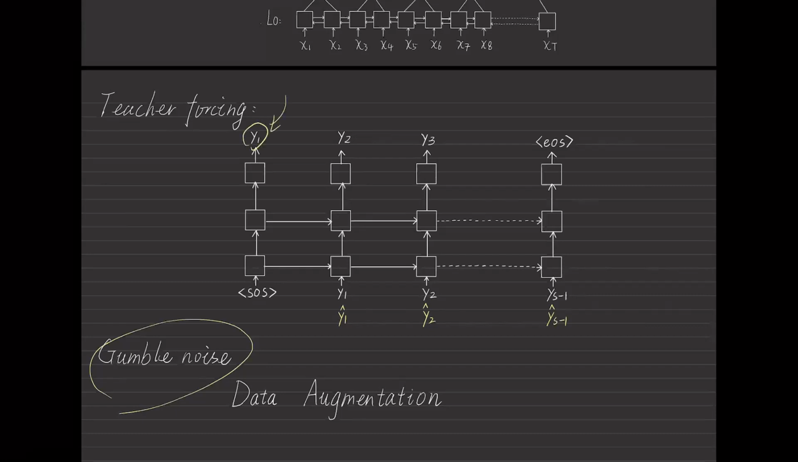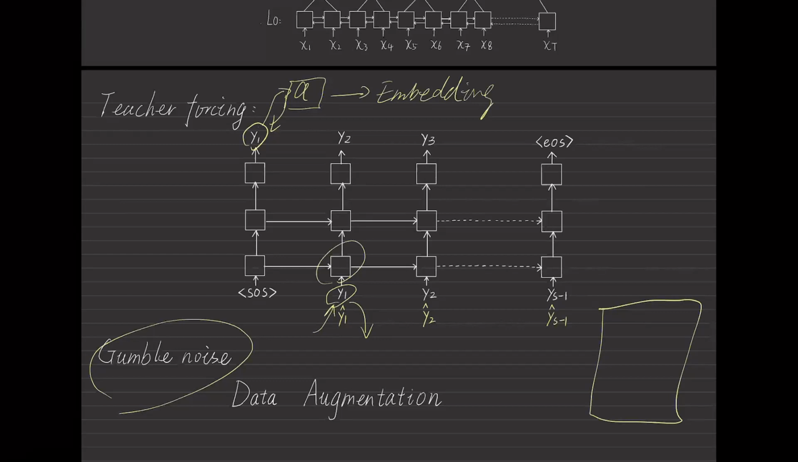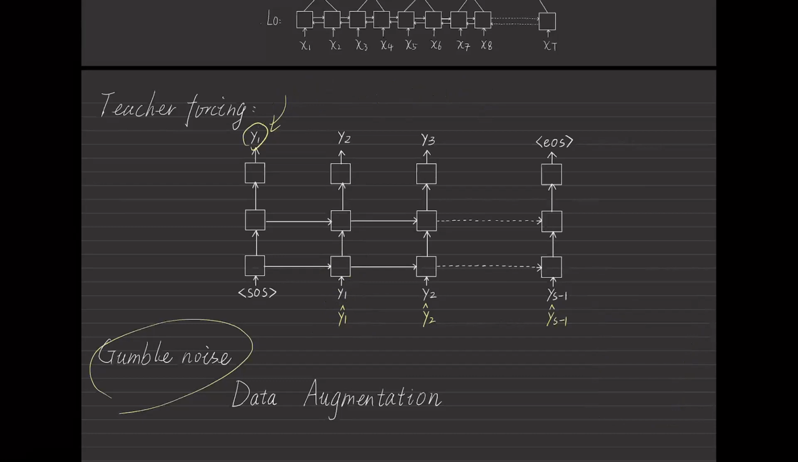So please remember your Y1 here should be an embedding, right? The Y1 here should be a character like A, but you have an embedding table. So whenever you pass your Y1 to the cell of your LSTM, you need to transform this character into its corresponding embedding, right? You cannot just directly pass a character to a model. That doesn't make sense. I need to remind you of this point. And again, Gumbel noise is just like, so Y1 here is the embedding, all right? This is the embedding.